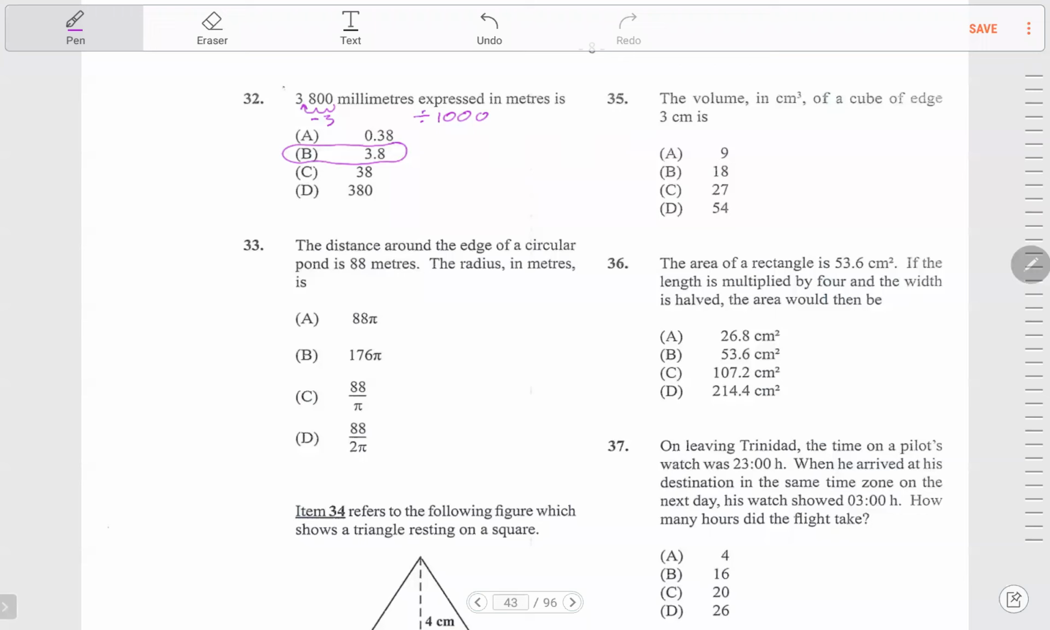This next question says the distance around a circular pond is 88 meters. What is the radius? Now it's circular, so it's basically the circumference. The distance around a circle is circumference, which is 2 pi r. So they're telling us that 2 pi r, the circumference, is 88, and you're trying to find the r, the radius. So to find the r, you have to divide by the 2 pi. And so the r is 88 divided by 2 pi. Don't go canceling, because some person might want to cancel and put 44 over pi.